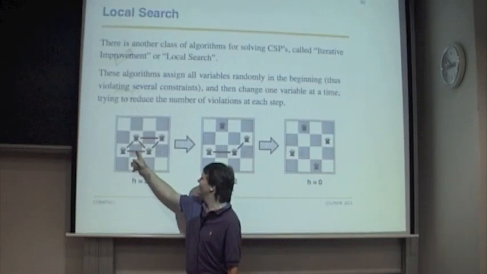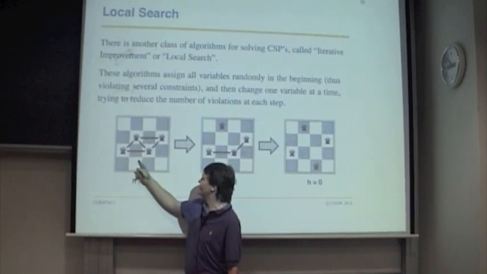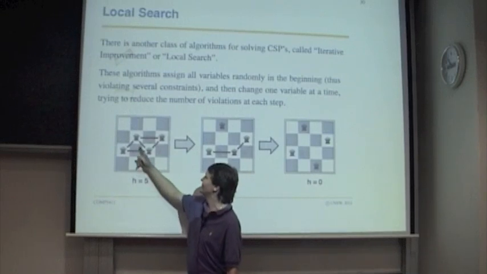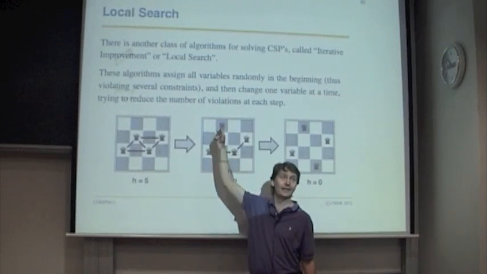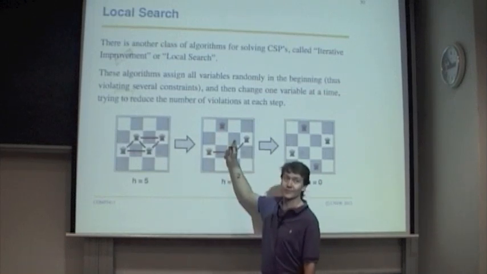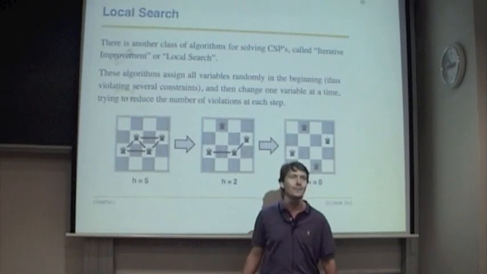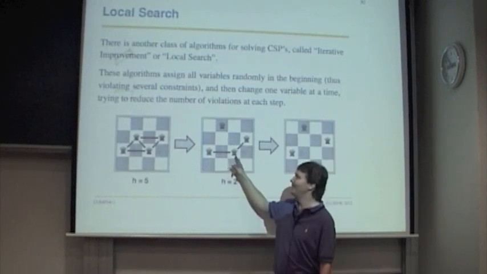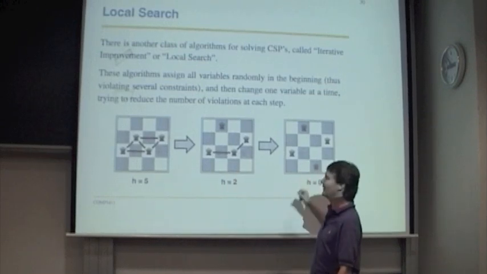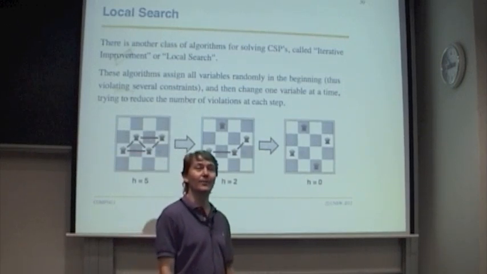So if I bring the queen down here, I would still have 4 violations. If I bring it here, I would still have 5 violations. If I move it up here, then I've improved my situation. This isn't attacking anything anymore, so I've gone from 5 violations to 2, so that's the best move that I can make. And then luckily here, if I pick this queen and move it down, then I'm actually violating no constraints.